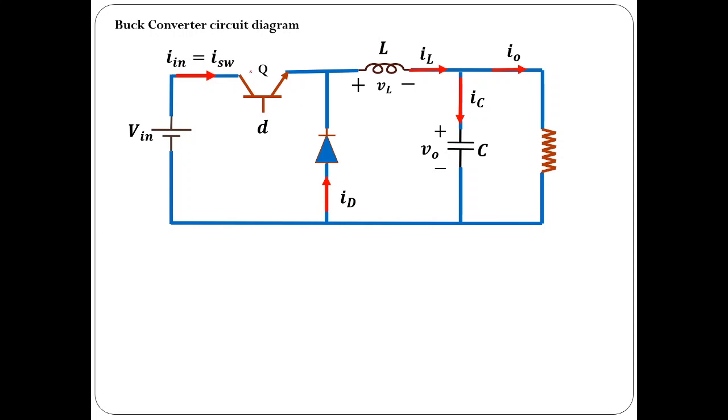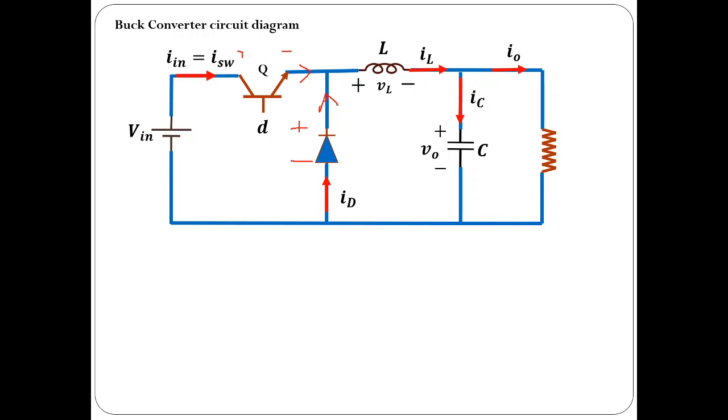So you can see that this can block voltage with this polarity and can allow current in this direction, which is the same as the inductor current direction. Similarly, this diode can block voltage with this polarity and can also allow current in this direction so as to support the inductor current direction. So this is the power circuit diagram for the buck converter.